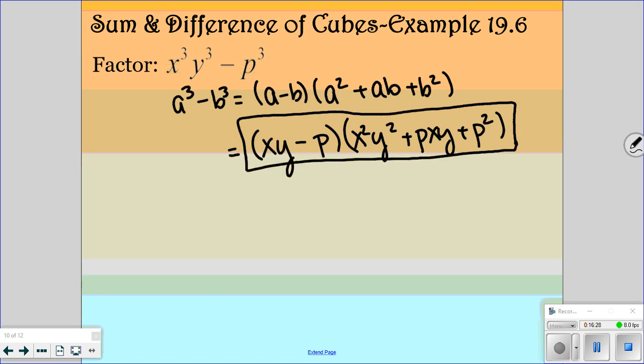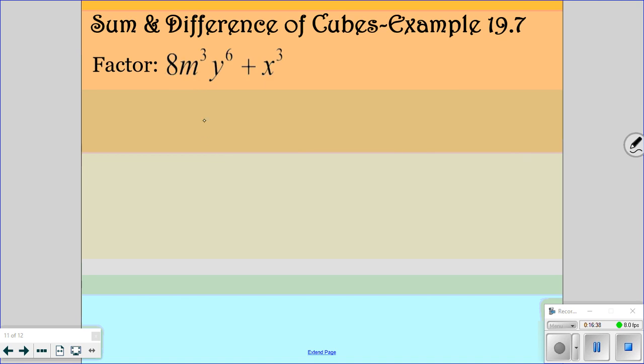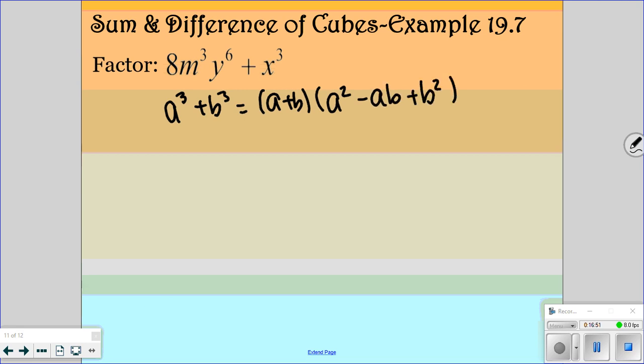If you know your formula, then that's really all you have to do is just plug it into the formula. Without the formula, though, these are a lot more difficult to do. So we're going to look at one more. This one's going to be a cubed plus b cubed, because there's a plus sign right here. So that's going to be a plus b times a squared minus ab plus b squared.